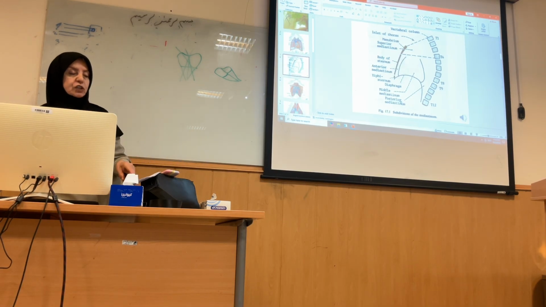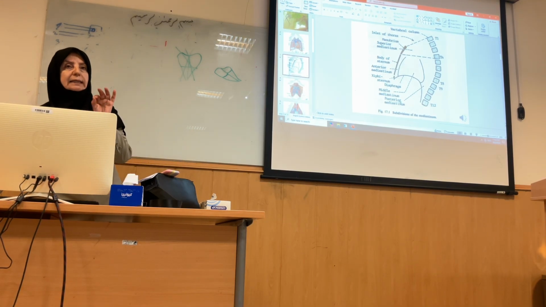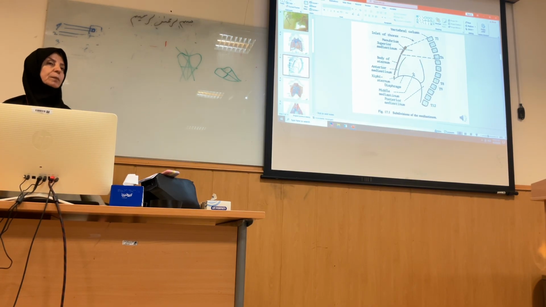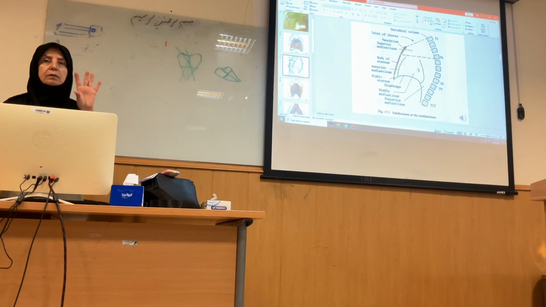Where is the position of the heart inside of the middle mediastinum? Now you know the middle mediastinum is listed in the inferior mediastinum. and the great vessels. Okay?